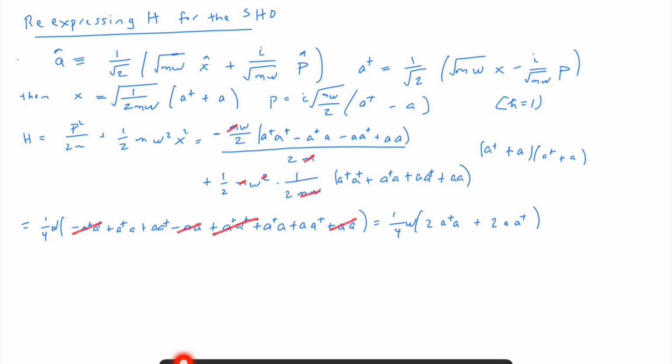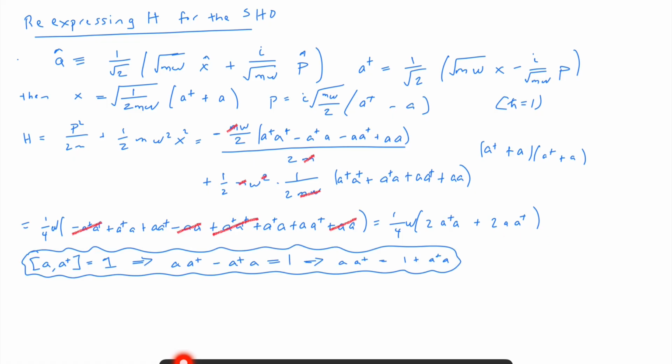Now, this a dagger a dagger will cancel out this a dagger a dagger. This minus AA will cancel out this plus AA, and I'm just left with these 4 terms over here. I could combine the a dagger a's. One a dagger a plus another a dagger a gives me 2 a dagger a's, and same thing with the a a daggers. Now, here's where I use the commutation relationship that we derived in the previous slide, that the commutator of a and a dagger equals 1.